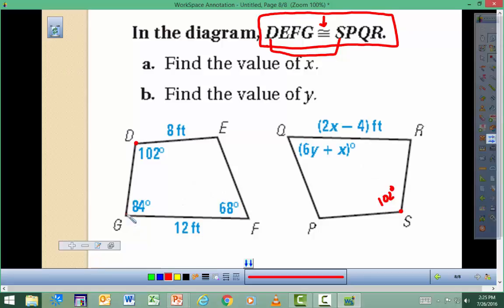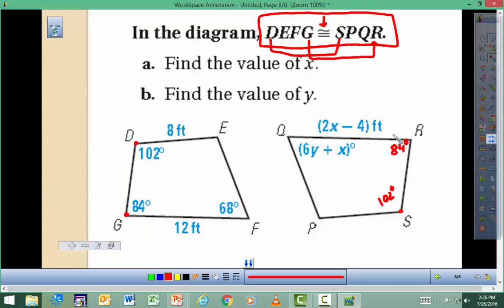Like for example, G matches up with what? You can see what G matches up with because of the congruent statement. This says it matches up with R. So that means angle R is 84 degrees. Hopefully you get the idea. When you write the congruent statement, it's very important that all the letters match up and they're all in the correct position.